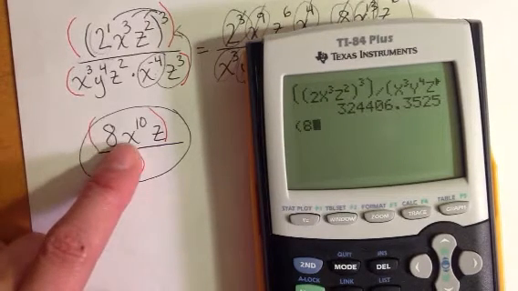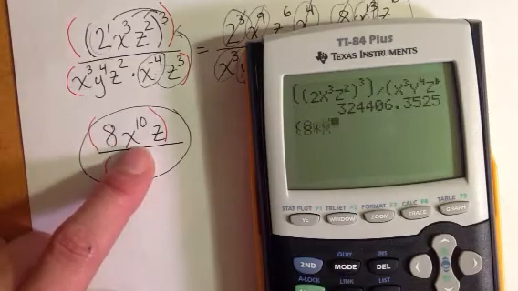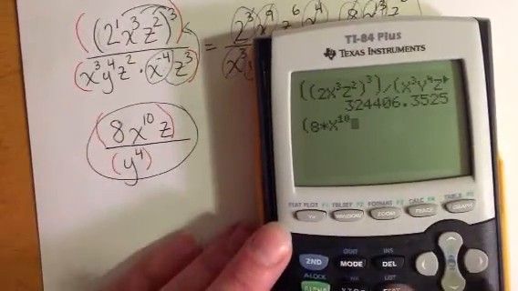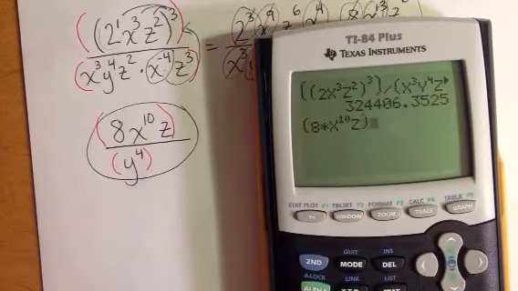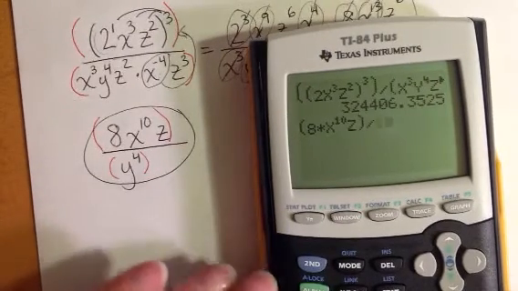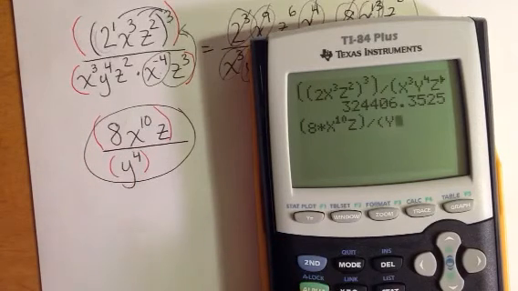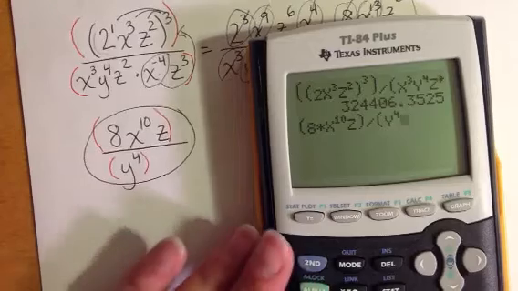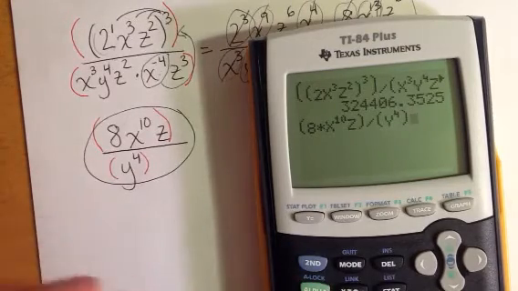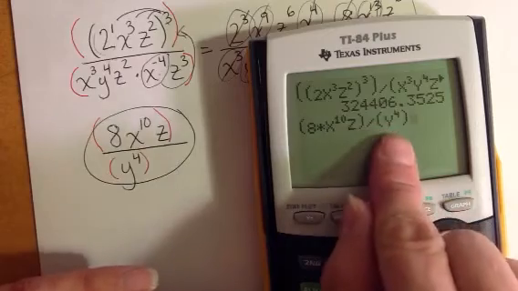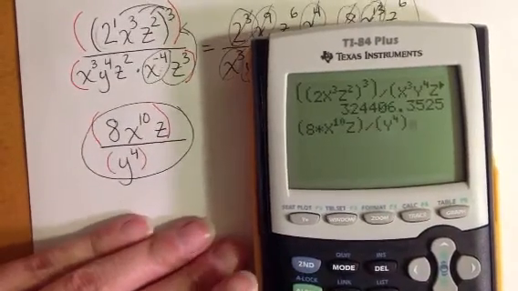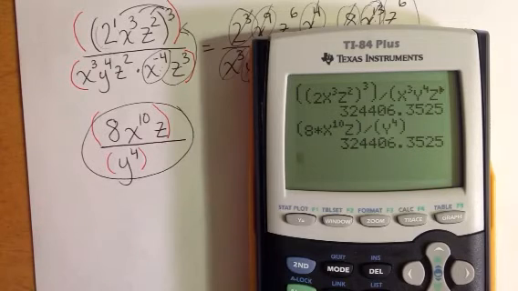In the numerator I've got 8 times x to the 10th power times z. Close my parentheses. That whole numerator is divided by the entire denominator, which is y to the 4th power. And close that. In this situation, if you left that parentheses off, you would be okay. But to be safe, we'll put it in. Okay? I've got the same answer. So that tells me that I have simplified correctly. Again, I might not have simplified all the way, but I know that what I've done so far is good, and I can't figure out what else to do, so I'm going to assume that I'm finished.